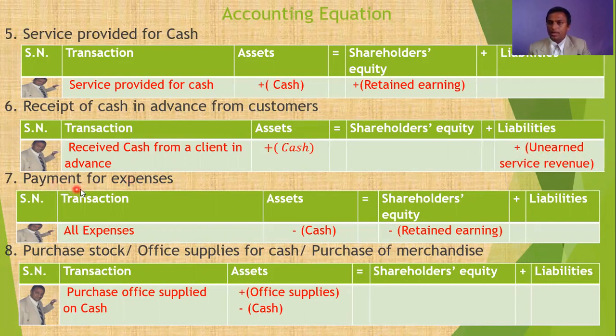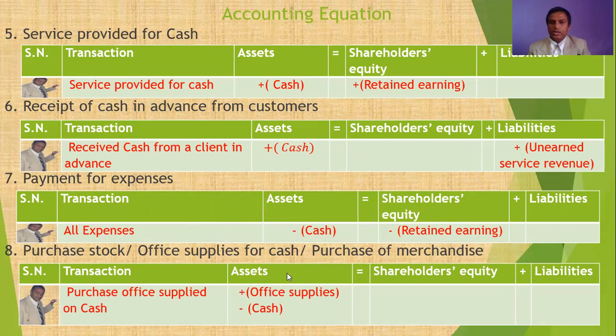Number 7, payment of expenses. Expenses mean wages, salary, insurance, discount, commission, everything is an expense. For all expenses, what goes out? Cash goes out. Decrease of assets and correspondingly decrease of shareholder equity.